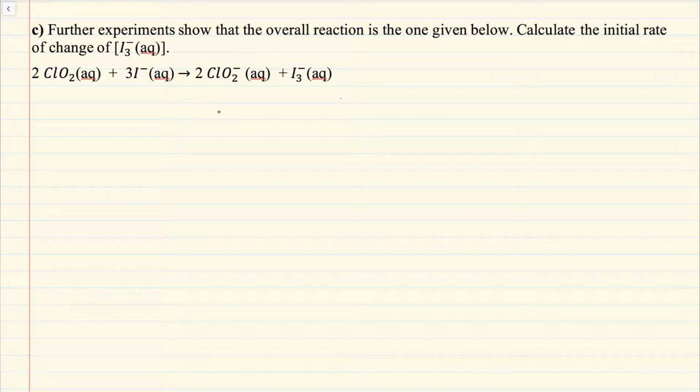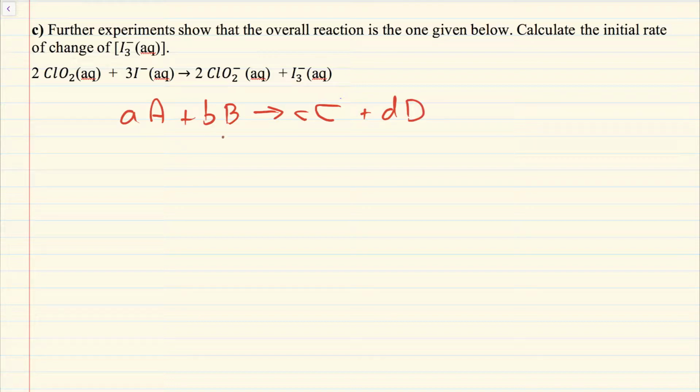Further experiments show that the overall reaction is the one given below. Calculate the initial rate of change of the I3- species. So we can see our reaction follows the form of the general rate law. And for a first order reaction, this extends to look like this.